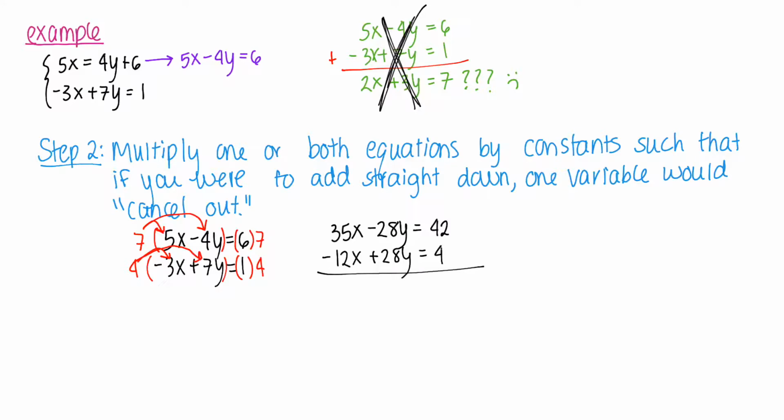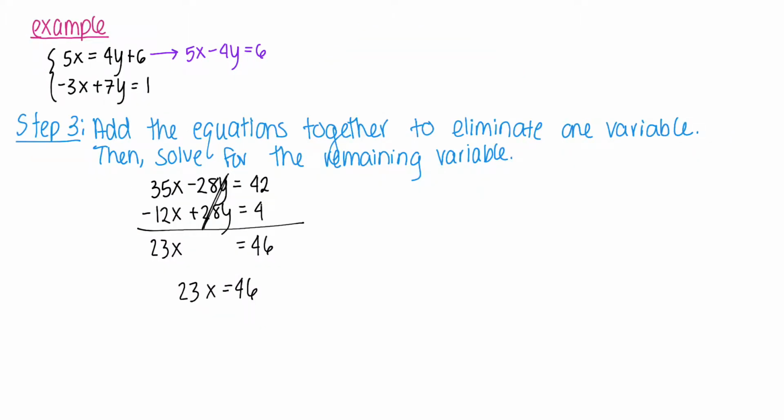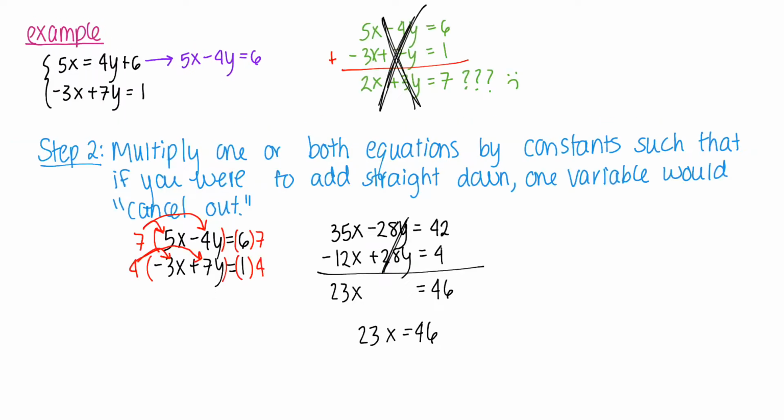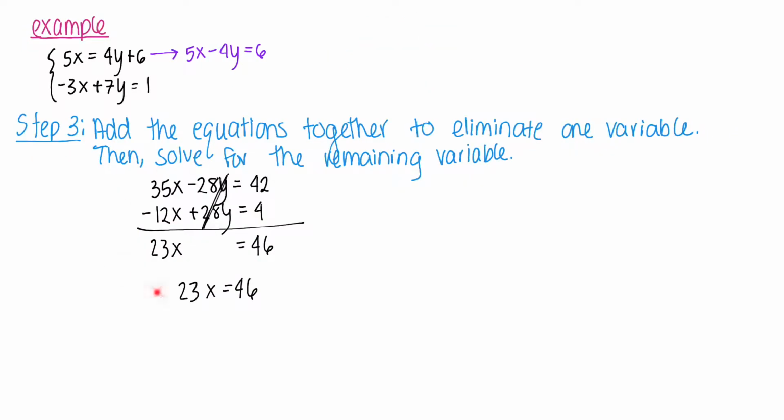When we add straight down, 35 minus 12 will be 23x. The y's cancel completely, and this is equal to 46. So we have the equation 23x equals 46. Now I did get a bit ahead of myself there because step 3 was actually supposed to be adding the equations together. So technically this step is just the multiplying step. Your next step is where you add them, and then you're able to solve for the remaining variable.